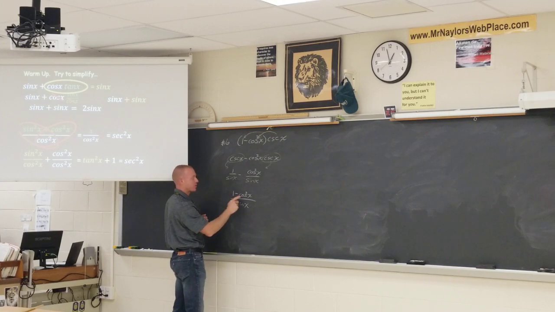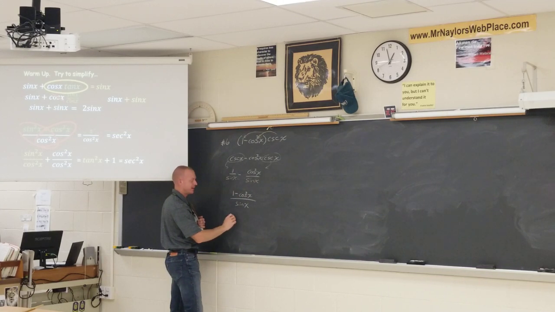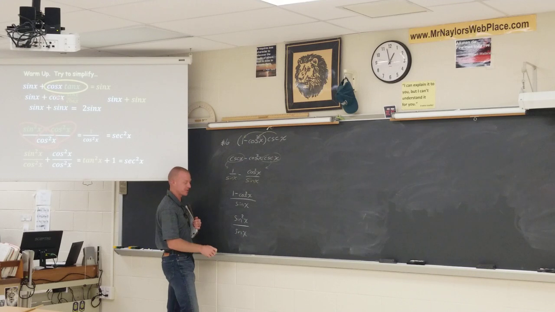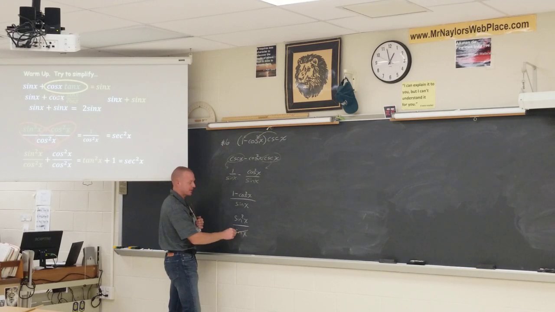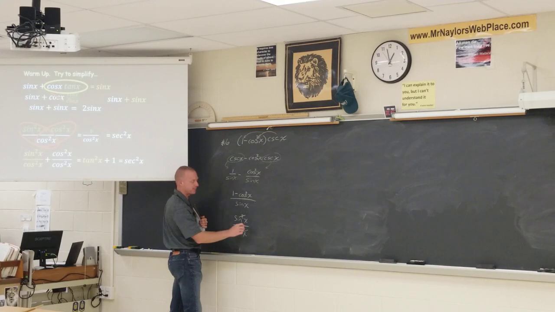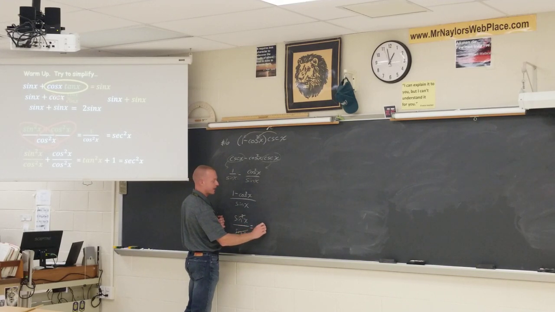Okay, now 1 minus cosine squared is an identity. 1 minus cosine squared is sine squared. So I'm staring at sine squared over sine. And we get some cancellation. We get the sines to cancel. Of course, there's 2 of them up in the top, so I'm still left with sine.